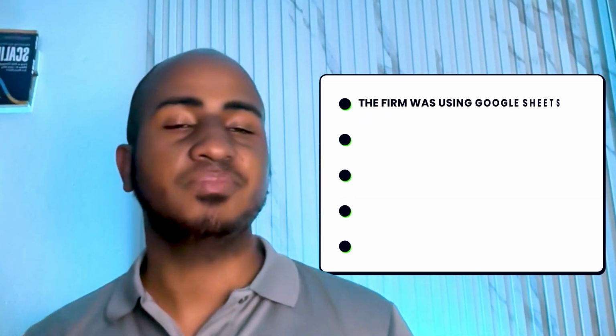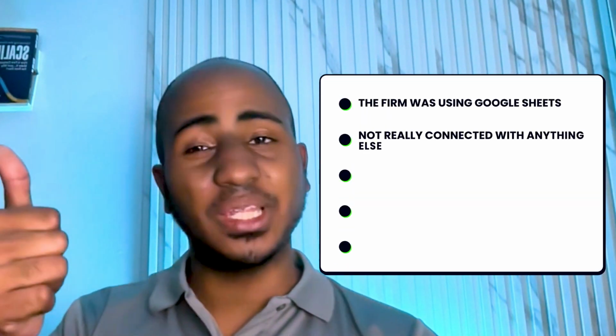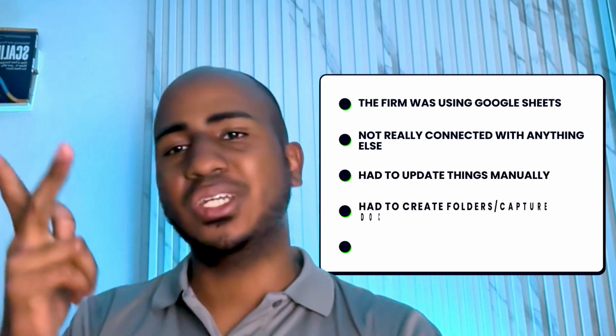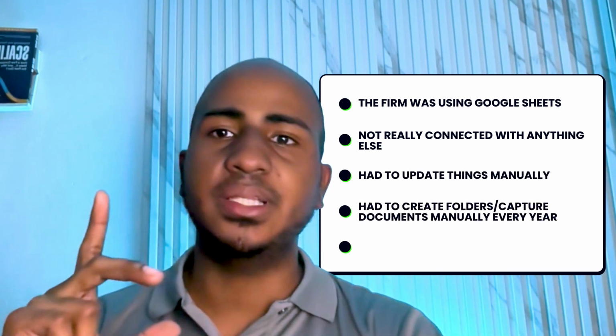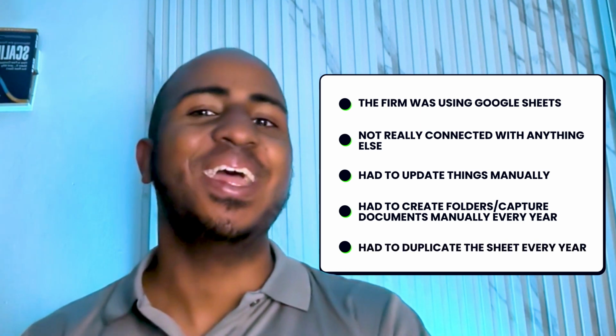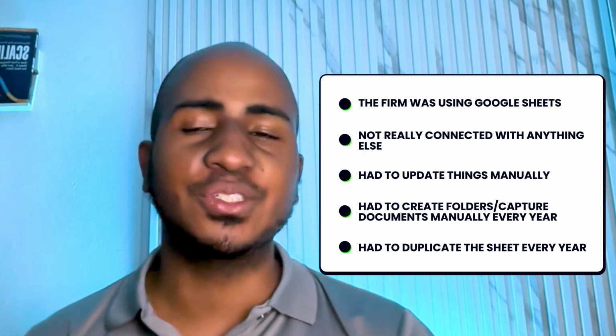What's the problem we're trying to solve here? This particular firm was tracking the returns for a big client. It was a law firm with hundreds of individuals, and they did the individual returns and sometimes trust or state returns for the entire firm. They were using Google Sheets, but the challenge was it was not really connected to anything else. They had to update things manually all the time. They had to track documents separately in another system, and they had to duplicate that sheet every year, and that's what they had been doing for years and years on end.